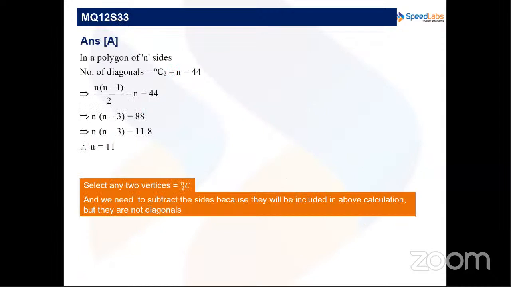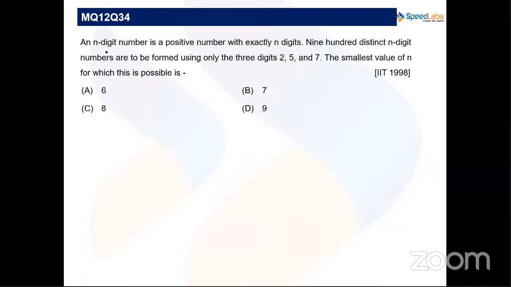Now moving to the next question. An n-digit number is a positive number with exactly n digits. 900 distinct n-digit numbers are to be formed using only the three digits 2, 5, and 7. The smallest value of n for which this is possible? So the number of numbers that we can form will be, for the first digit we have three options. We can use either 2 or 5 or 7. For the second, we again have three options. For the third, we have three options, and so on.